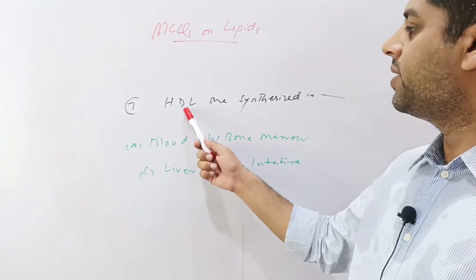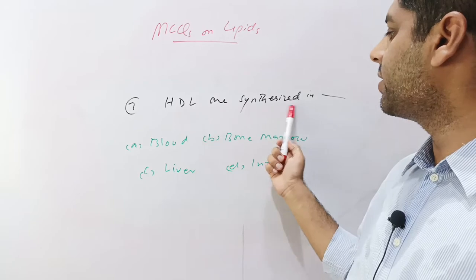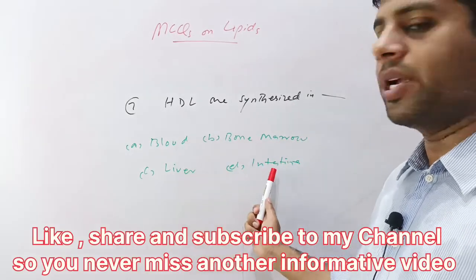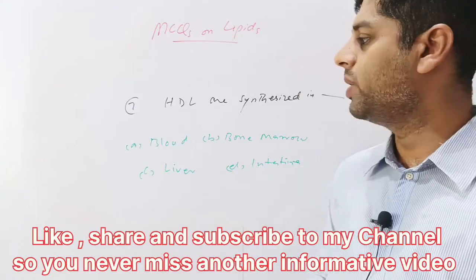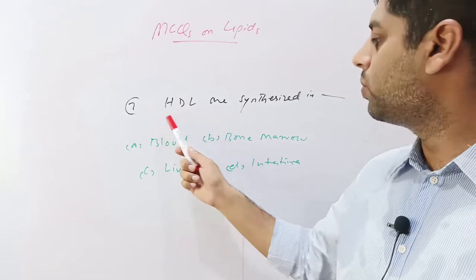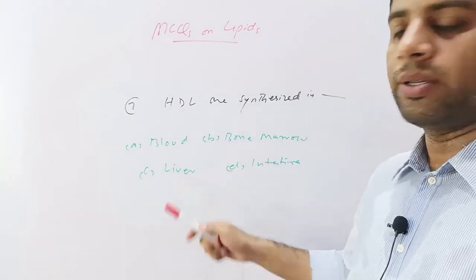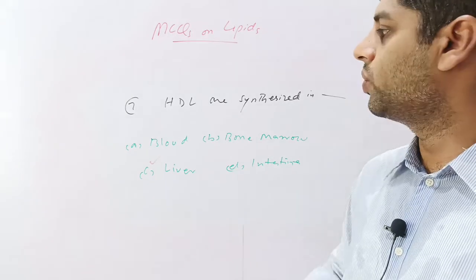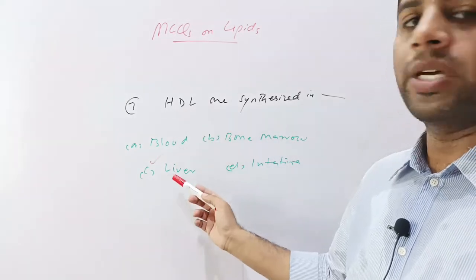Next question is HDL, the high density lipoproteins are synthesized in dash. Given options are blood, bone marrow, liver or intestines. This is a fact based question, and it should be kept in mind that the high density lipoproteins as well as low density lipoproteins are both synthesized in the liver, while chylomicrons or triglycerides are synthesized in the intestines. So the HDL and LDL are synthesized in the liver.